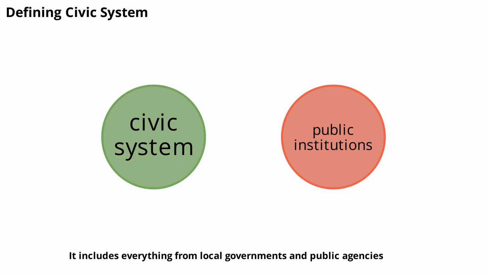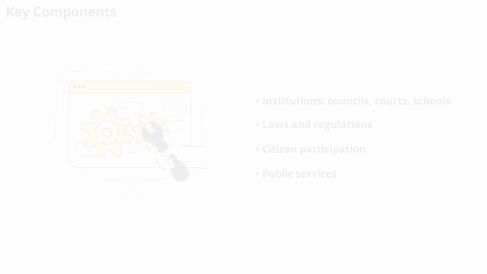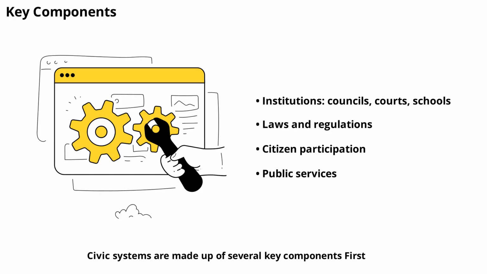It includes everything from local governments and public agencies to the legal frameworks that define our rights and responsibilities. Civic systems are designed to ensure order, promote justice, and facilitate cooperation among citizens. They help manage resources, resolve conflicts, and provide essential services like education, transportation, and public safety. By understanding the definition of a civic system, we can better grasp how our societies are structured and why certain rules and institutions exist. Civic systems are made up of several key components.